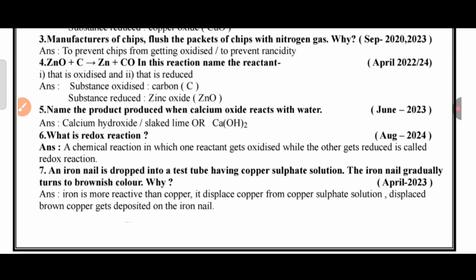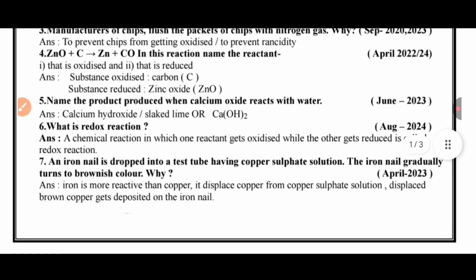Name the product produced when calcium oxide reacts with water. When calcium oxide reacts with water, it forms calcium hydroxide, that is slaked lime. The chemical formula is Ca(OH)2. What is a redox reaction? A chemical reaction in which one reactant gets oxidized while the other gets reduced is called a redox reaction.